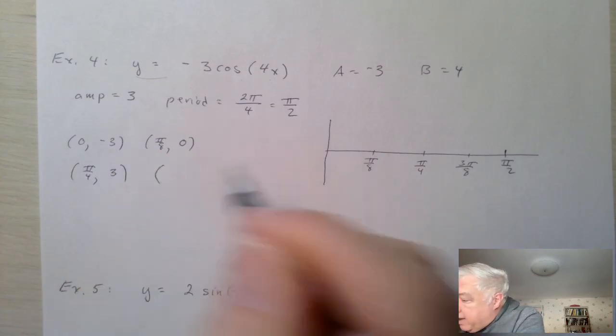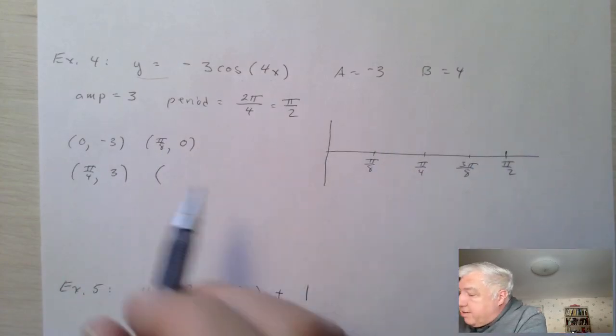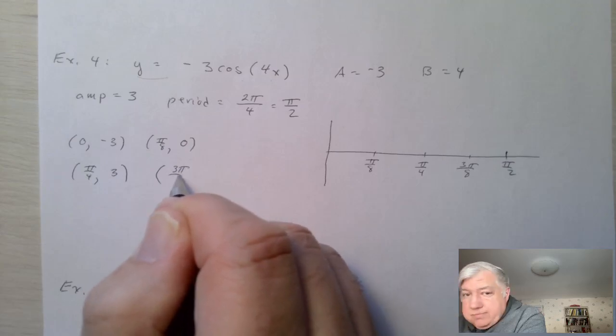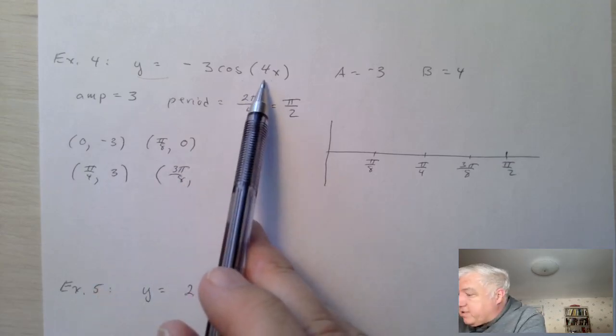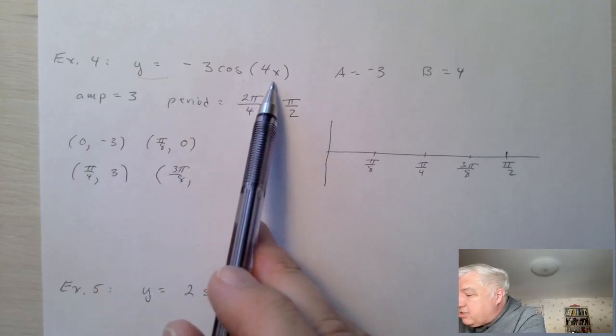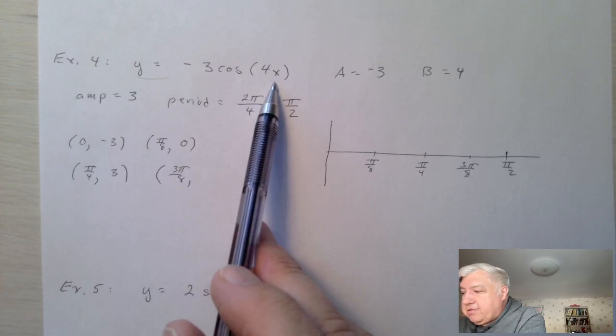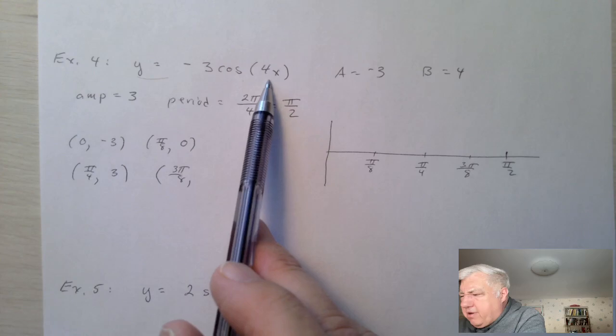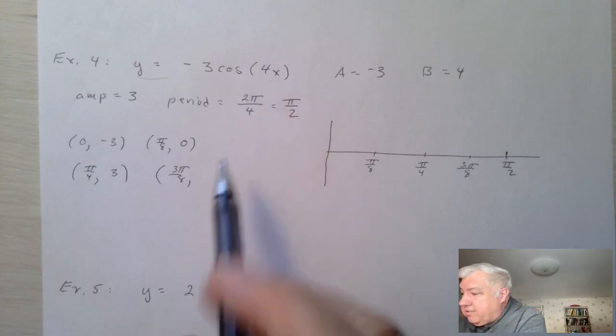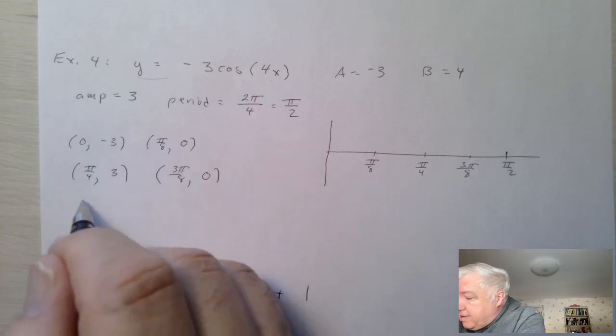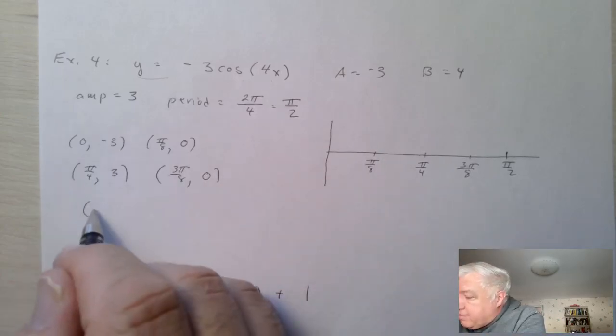And then at 3 pi over 8, 4 times 3 pi over 8, that's 12 pi over 8. That reduces to 3 pi over 4. Or I'm sorry, 3 pi over 2. Cosine of that is 0. Okay, so again we have 0. And then you can check the last one is going to be pi over 2.